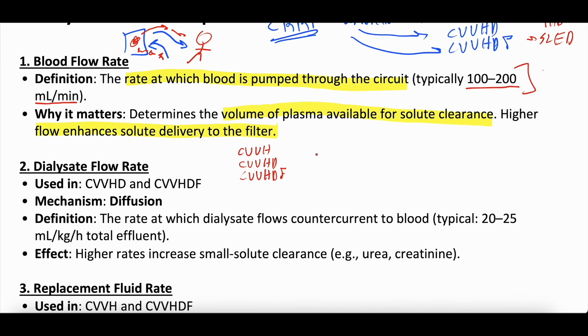Yeah, the ones that have HD, hemodialysis. So it's going to be CVVHD and CVVHDF because you need dialysate for diffusion. And we said dialysis and diffusion should be kind of two things in your brain that are related. So the dialysate is a synthetic solution that we put together that flows parallel but countercurrent to the blood.